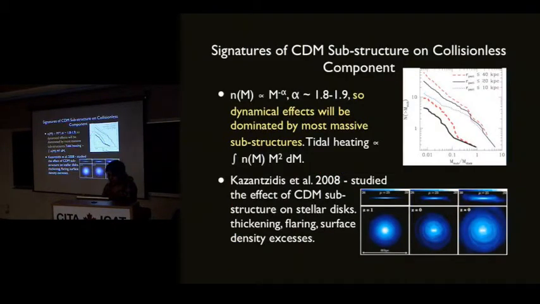Now, people have looked a bit at the signatures of CDM substructure, the collisionless components of galaxies, on stellar disks. The power law that the distribution of these subhalos follows has an index of less than 2, so their dynamical effects are going to be dominated by the most massive substructures, that is, these subhalos when they're impinging on the galactic disk. Stelios has worked on this and studied the effects of CDM substructure on stellar disks and found some interesting effects like thickening, flaring, surface density excesses, etc.